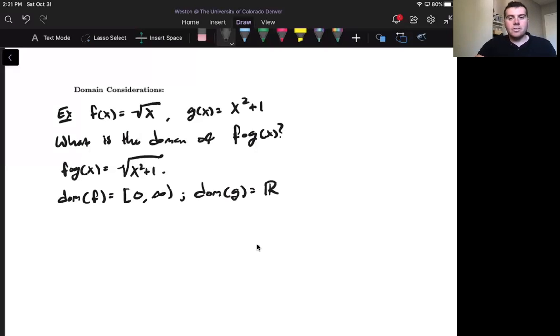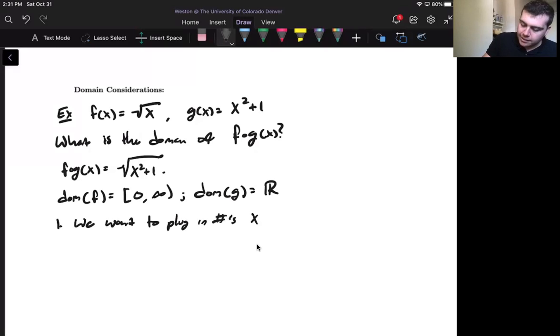Okay, so we can think about this in two steps. One, we want to plug in numbers x so that g of x is real. So that's going to tell us that if g of x isn't real, then that's going to be excluded from our domain.